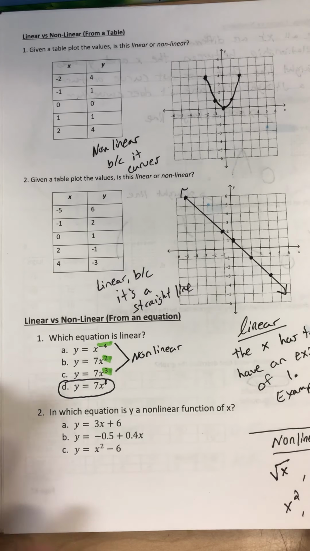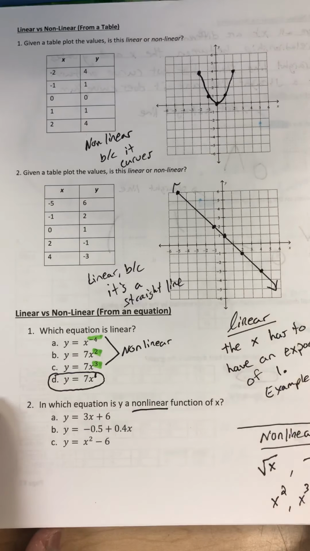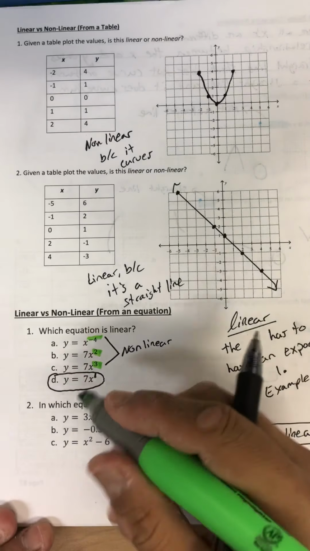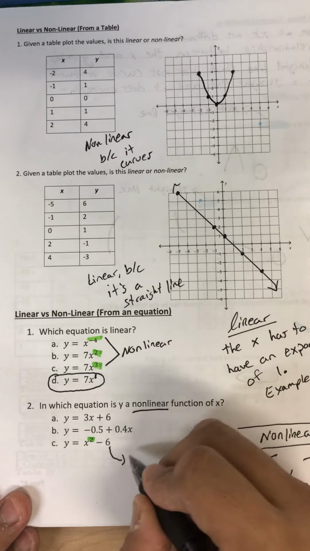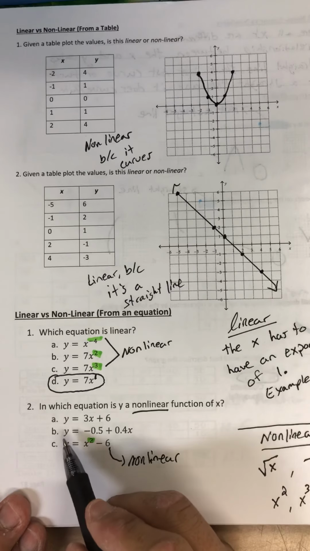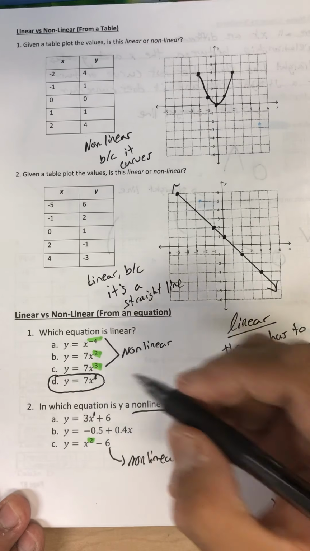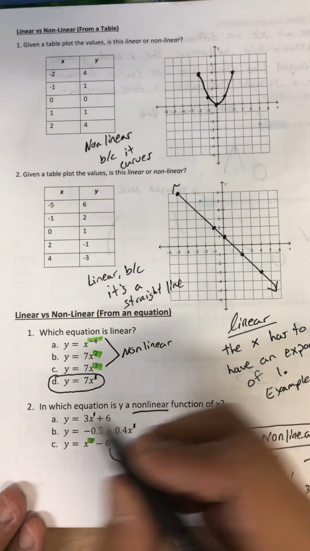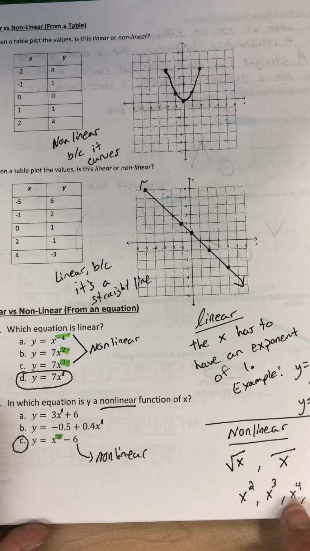Okay, number 2. In which situation is y non-linear? So they were asking me for the one that is non-linear. If you notice answer choice C, that one has an exponent of 2 on the x. So that tells me the answer will be C, because that will be non-linear. The other two examples, A and B, all have exponents of 1 beside the x's. So we know A and B are going to be linear. So my answer will be C, because this is nonlinear and it follows one of the examples that I gave you over here, okay?